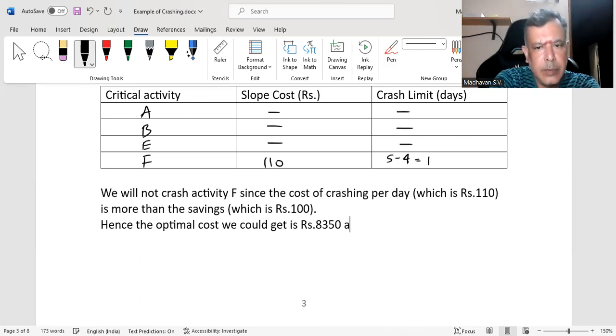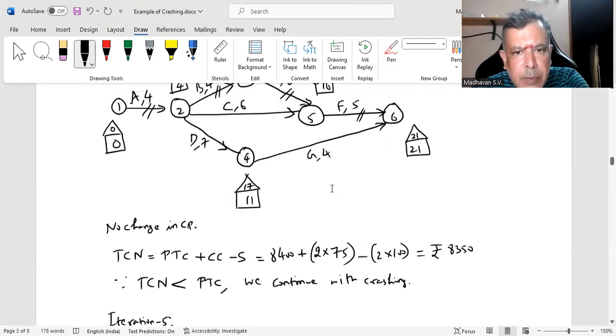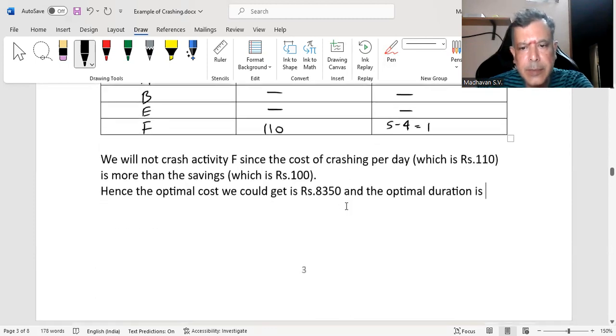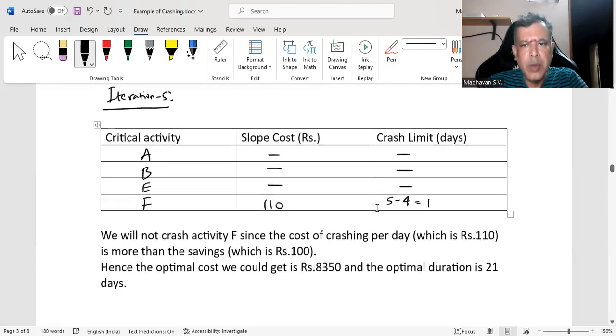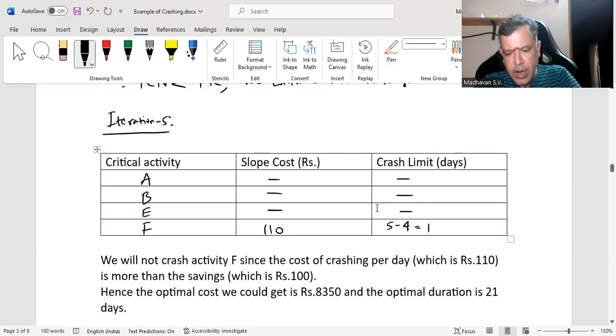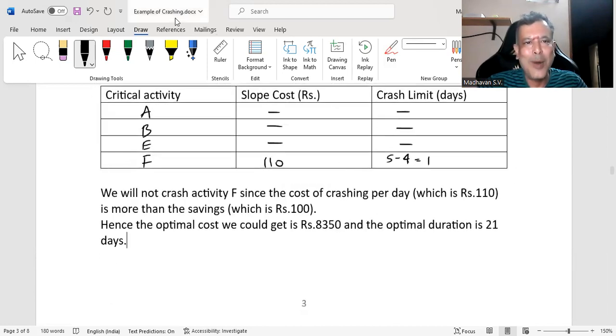And the optimal duration is, what was the previous duration? 21 days. 21 days. So 8350 is the best cost or optimal cost, and the optimal duration is also 21 days only. So that completes this particular problem.